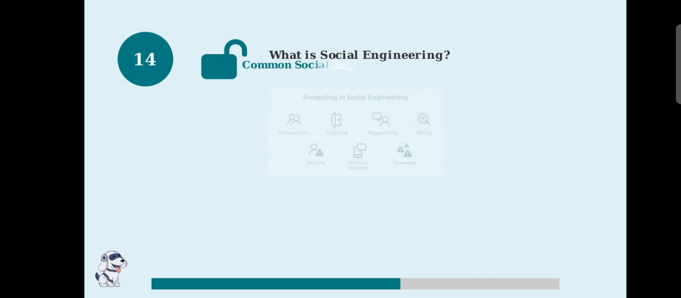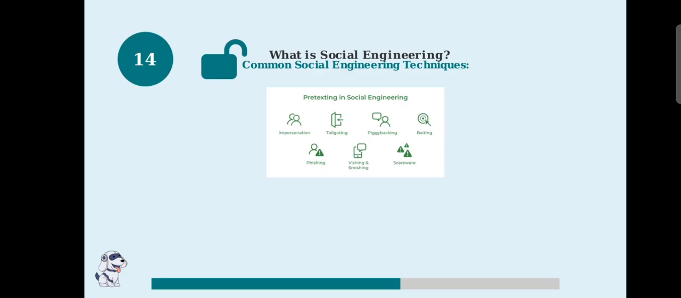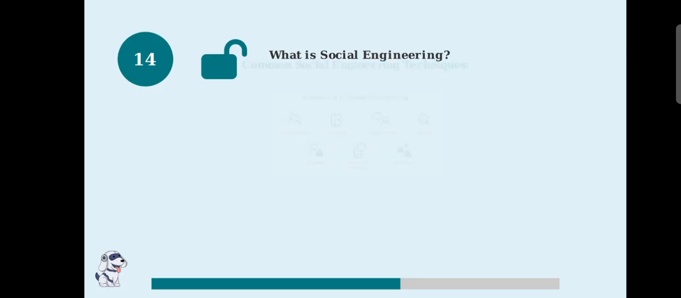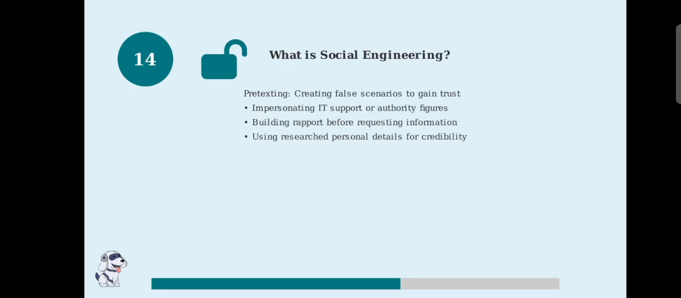There are several common social engineering techniques that attackers use. These include pretexting, where attackers create false scenarios to gain trust, phishing through deceptive emails, baiting with enticing offers, and quid pro quo exchanges. Pretexting involves creating a fabricated scenario to engage victims and gain their trust. Attackers might impersonate IT support, bank representatives, or other trusted figures to extract sensitive information from unsuspecting targets.